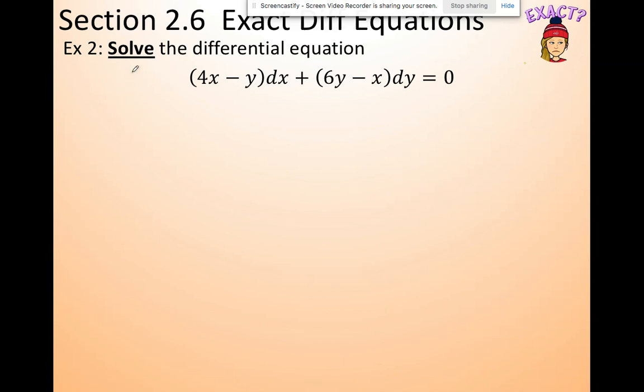So notice here, it just says solve the differential equation. It didn't say exact, gosh darn it.